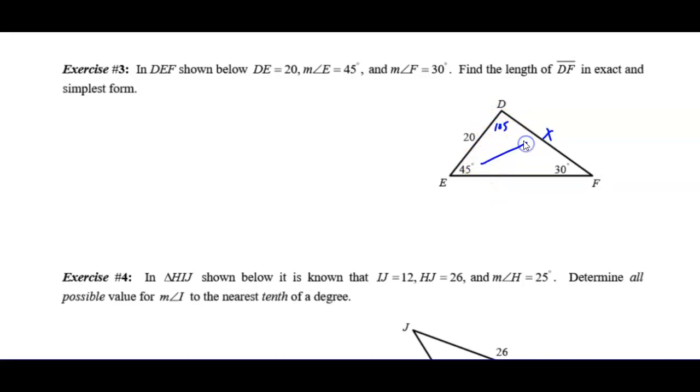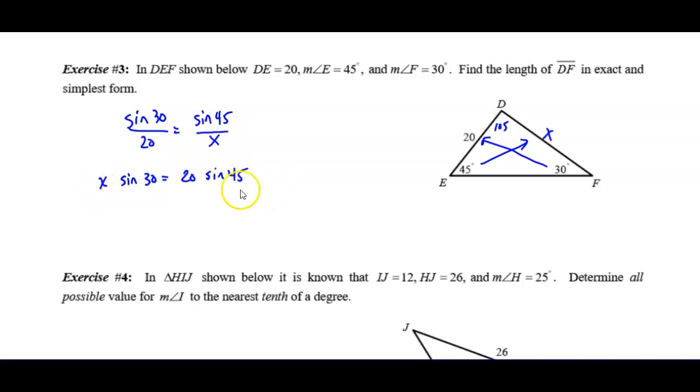So law of sines is going to allow me to take the 45 and pair it with the X, take the 30 degree and pair it with the 20, and we have a crisscross, so we're able to use law of sines here. So if I go sine 30 over 20 equals sine 45 over X, that sets it up with these crisscrossing connectors. So X times sine 30 equals 20 times sine 45. And so I just divide, I get X equals 20 sine 45 over sine 30.